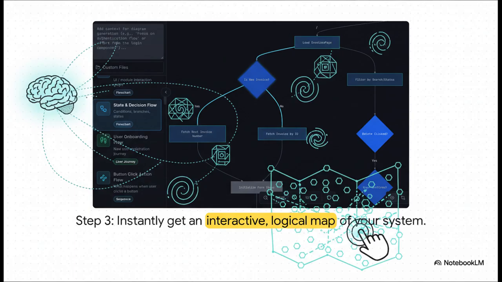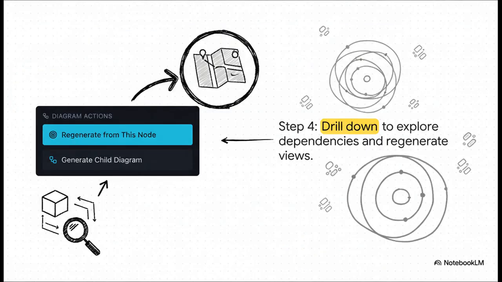The AI analyzes your code based on the prompt you picked and generates this super clear, logical map. You're not looking at a list of files and folders anymore. You are seeing the actual flow of logic. And it doesn't just stop there. This map is completely interactive. You can click on any component and regenerate the whole diagram from that new point of view, or you can drill down to get an even more detailed diagram. It's an active exploration, not just a passive picture.